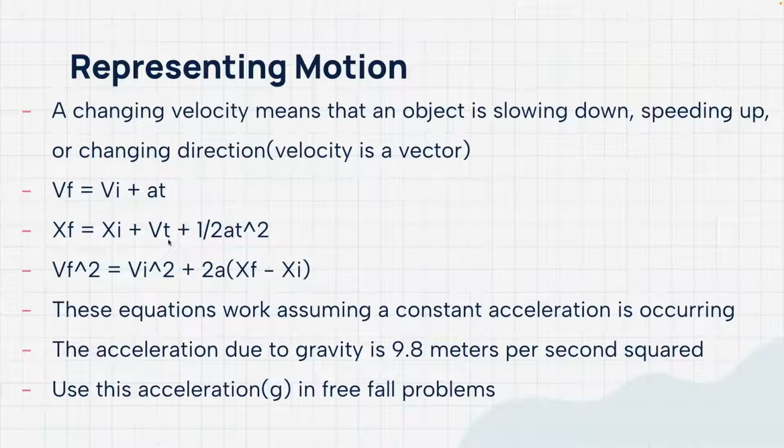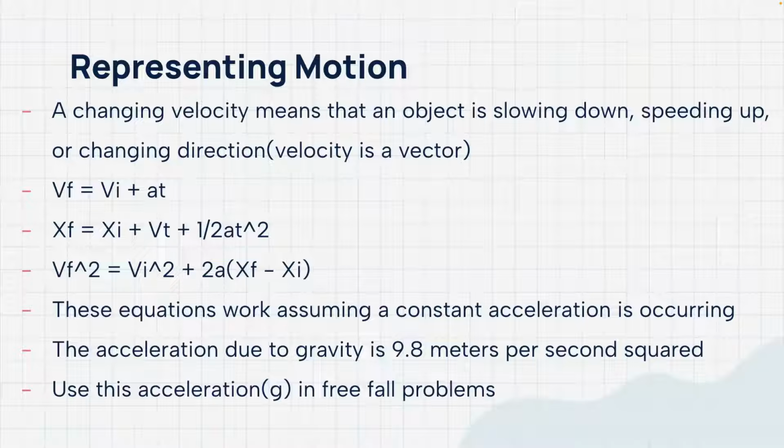All these equations relate a few variables, right? The final equation, you relate the final velocity, initial velocity, displacement, and acceleration. The second equation, you relate the positions, velocity, acceleration, and time. The first equation is simple. You just relate the velocity, acceleration, time, and final velocity.